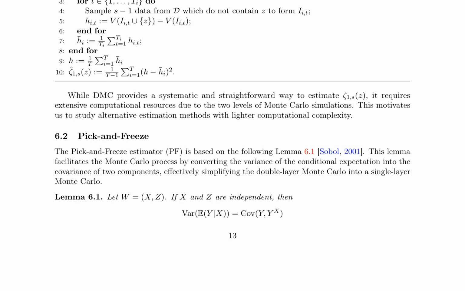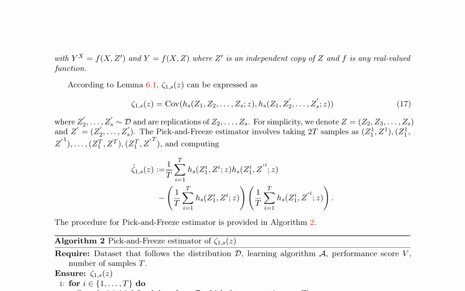The lemma states that if W equals (X, Z), and X and Z are independent, then the variance of the conditional expectation can be expressed as the covariance of Y and Y_X. The authors defined two functions, with Y_X equals f(X, Z), and Y equals f(X, Z'), where Z' is an independent copy of Z, and f is any real-valued function. They then express zeta 1, s, z, using Lemma 6.1 as the covariance between two functions, h_S, evaluated at different sets of random variables, Z and Z'.